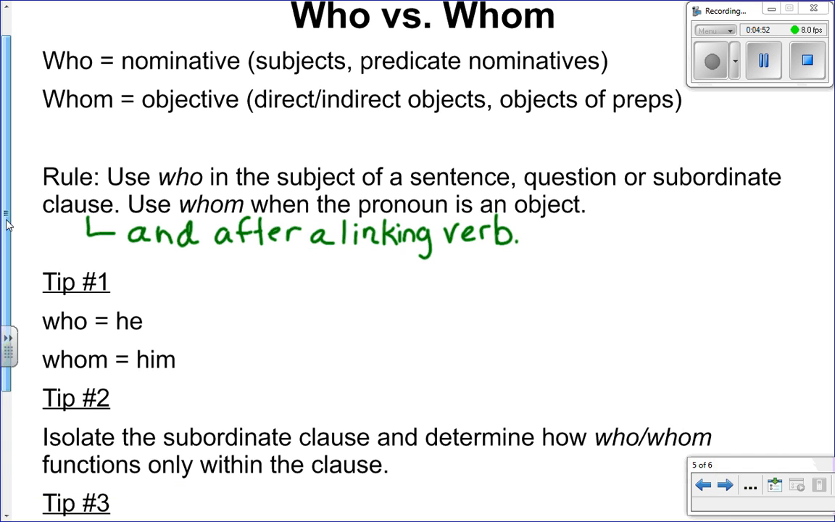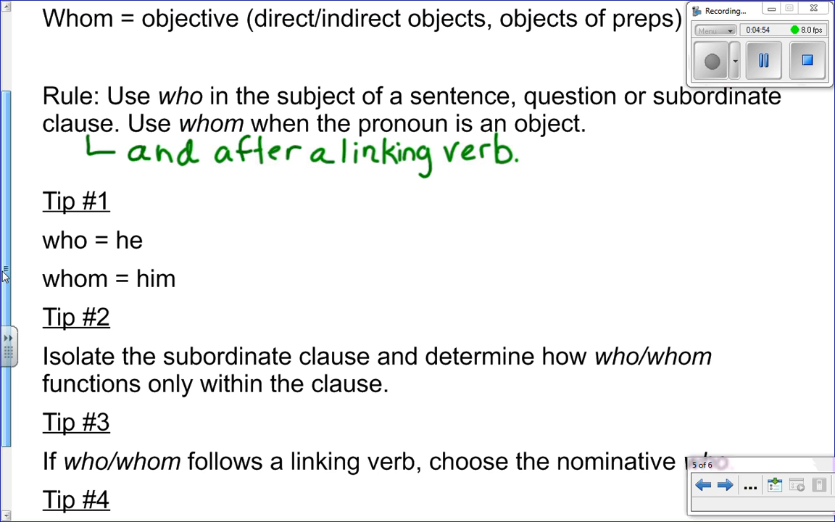All right. Now, there are several tips that we should review to help make this a little bit easier. Tip number 1, think of the word who as the pronoun he. Think of the pronoun whom as the pronoun him. Hopefully you'll be able to keep those straight because whom and him both end in M, which means when you're trying to figure out if you should say who or whom, try he or him instead. Sometimes that makes it a little easier.